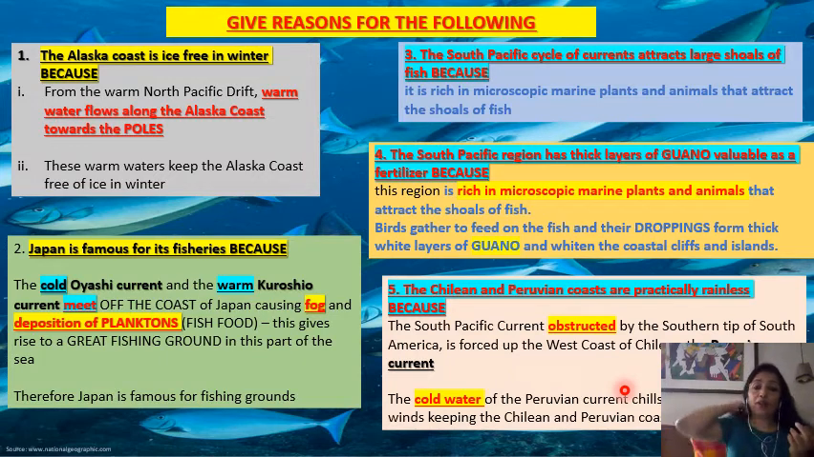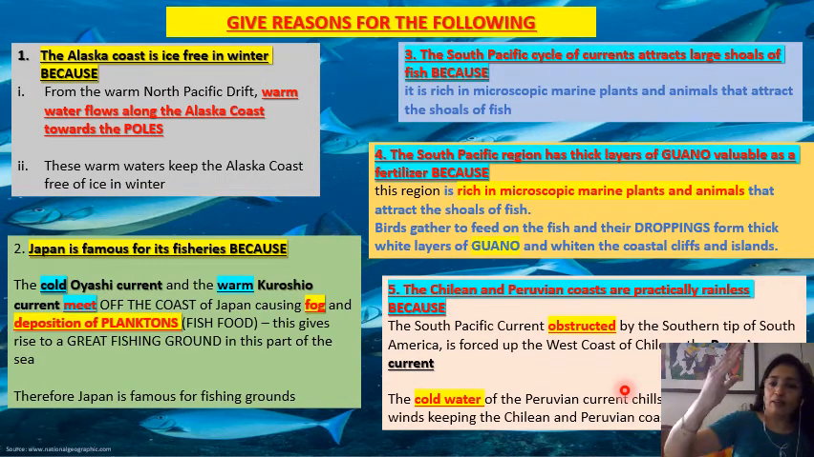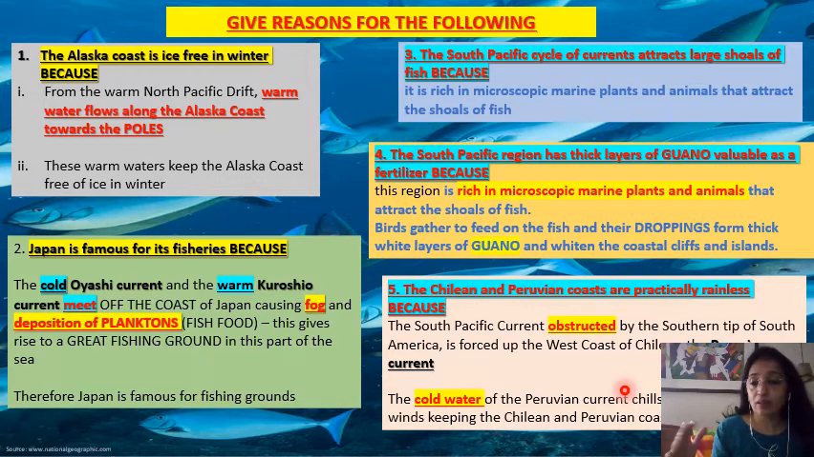Why are these coasts practically rainless? Because the South Pacific current gets obstructed by the southern tip of South America. So it is forced along the west coast of Chile as the Peruvian current goes up. It's going up like that. Remember, we saw it going up. Now the cold water of the Peruvian current chills those areas along with the winds, keeping the Chilean and the Peruvian coasts free of rainfall.